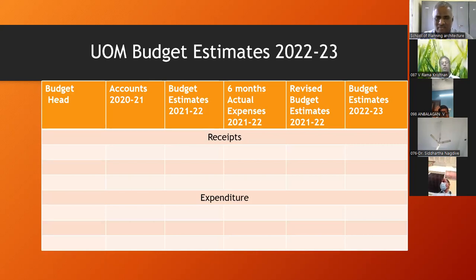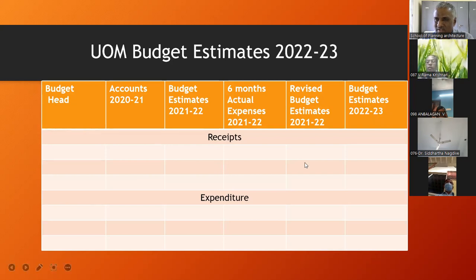This is the format of the budget estimates. The format is similar to the central government budget and state government budget. We will have columns. The first column is the budget head. Second column, accounts 2021, budget estimate 21-22, 6 months actual expenses 21-22, revised budget estimate 21-22, budget estimate 22-23. You see the last column. We are preparing the budget for 22-23.